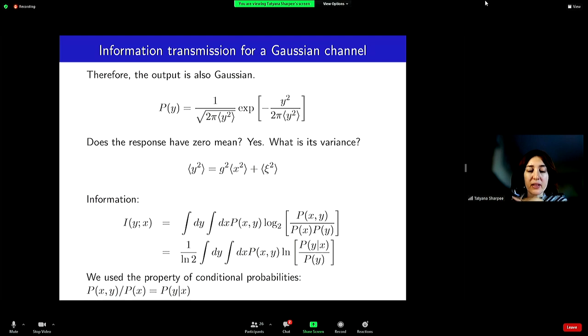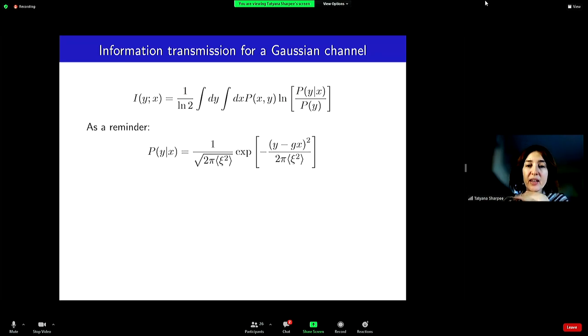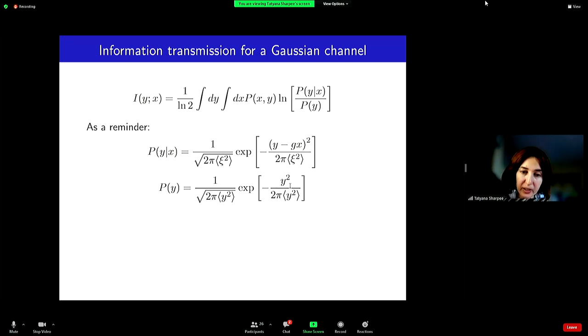So now this is our expression that we want to evaluate. As a reminder, P of Y given X has the Gaussian form and depends on the variance of the noise, because that's the only deviation between Y and g of X. And P of Y has the Gaussian form with the variance of Y squared.